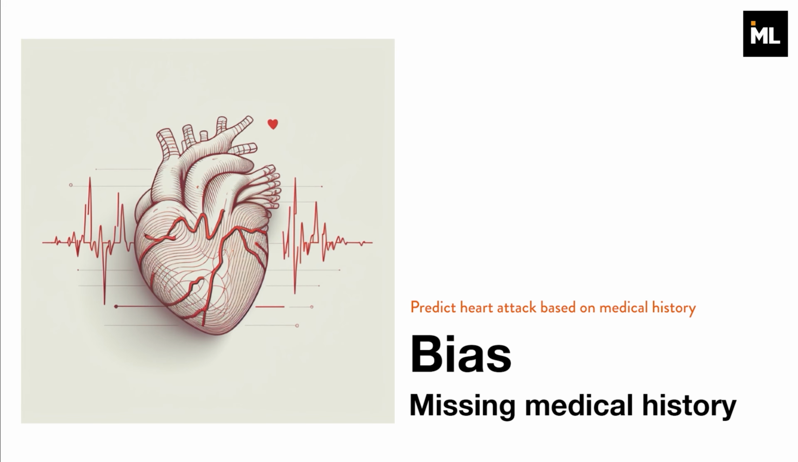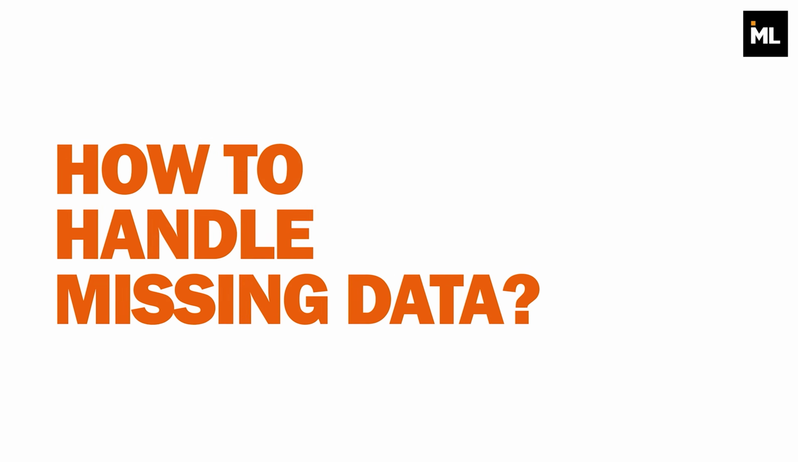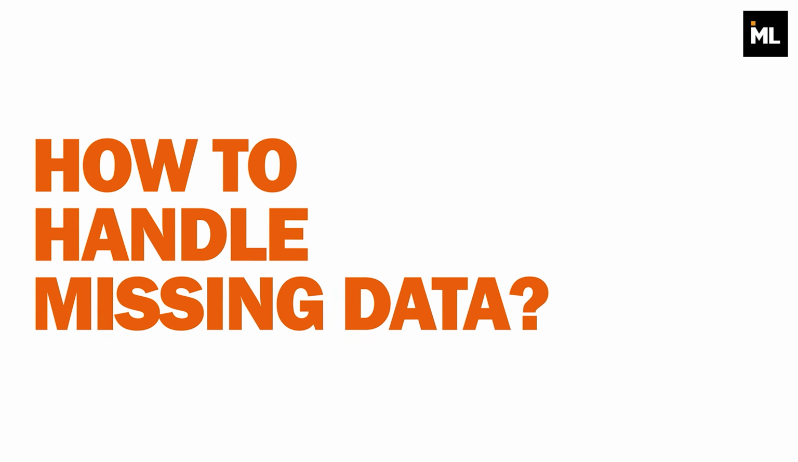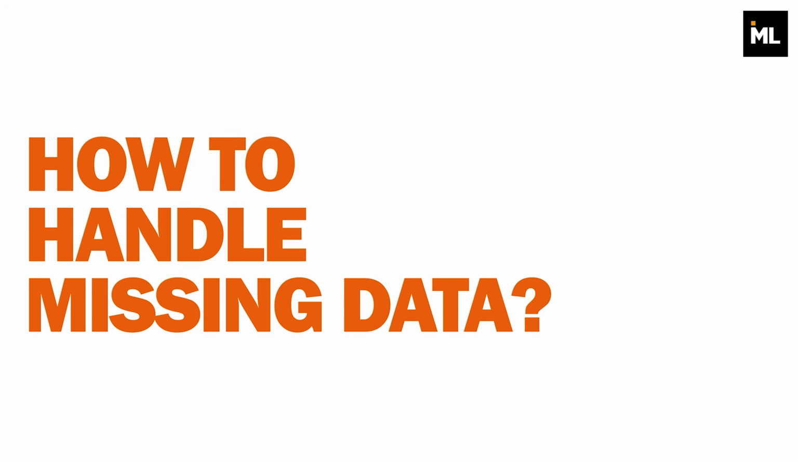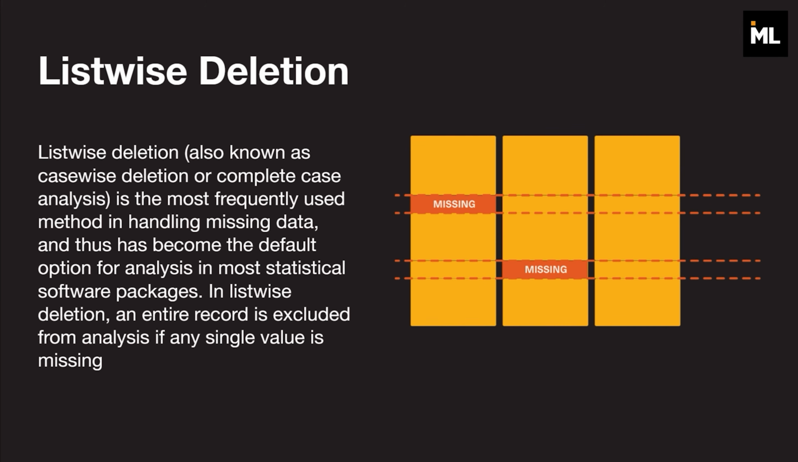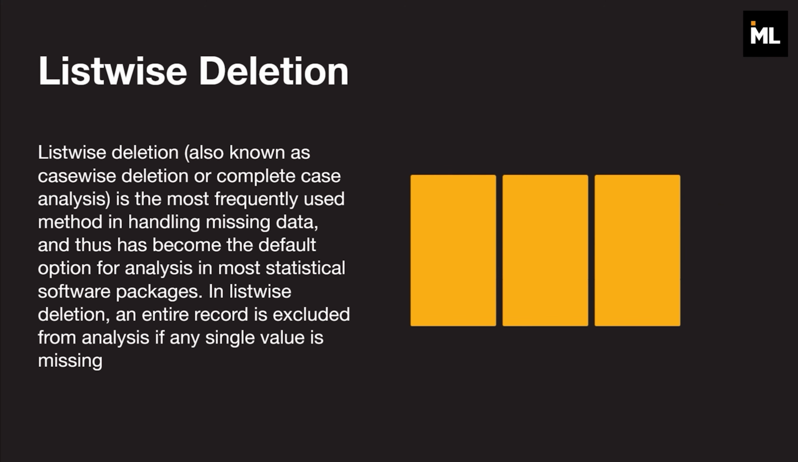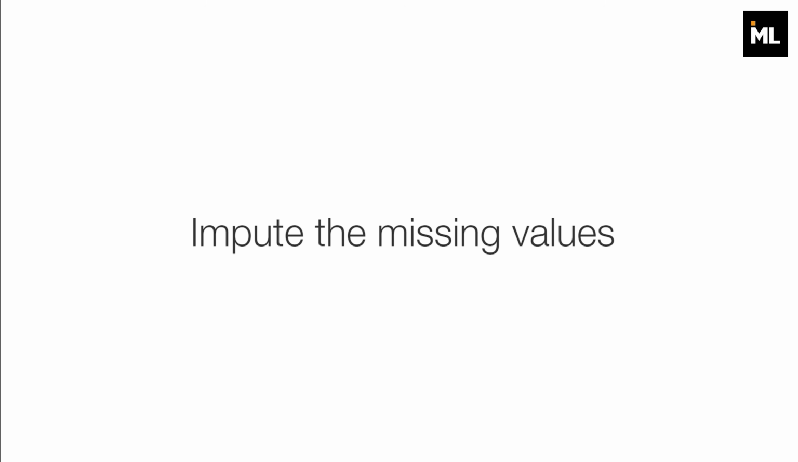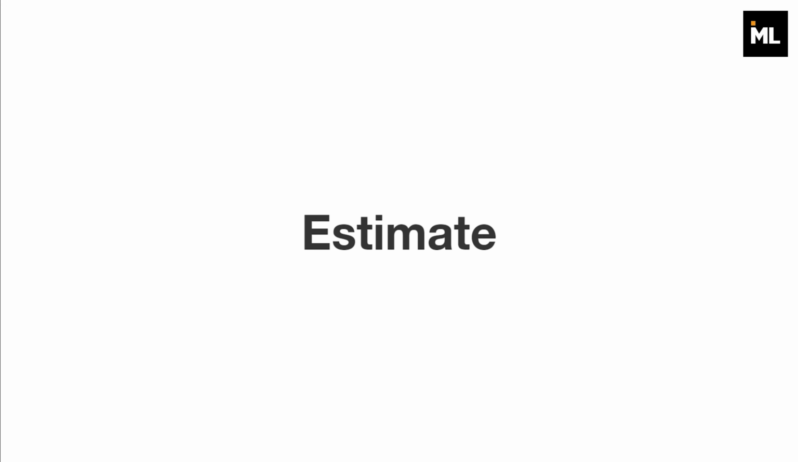So what can we do to handle missing data? There are several approaches that we can take depending on the situation. One approach is to simply drop any rows or columns of data that contain missing values. This is often the easiest option, but it can also lead to a reduction in the overall size of our data, which can make it harder for our model to learn from the data. Another approach is to impute the missing values, which means estimating what the missing values might be based on the other values in the data.